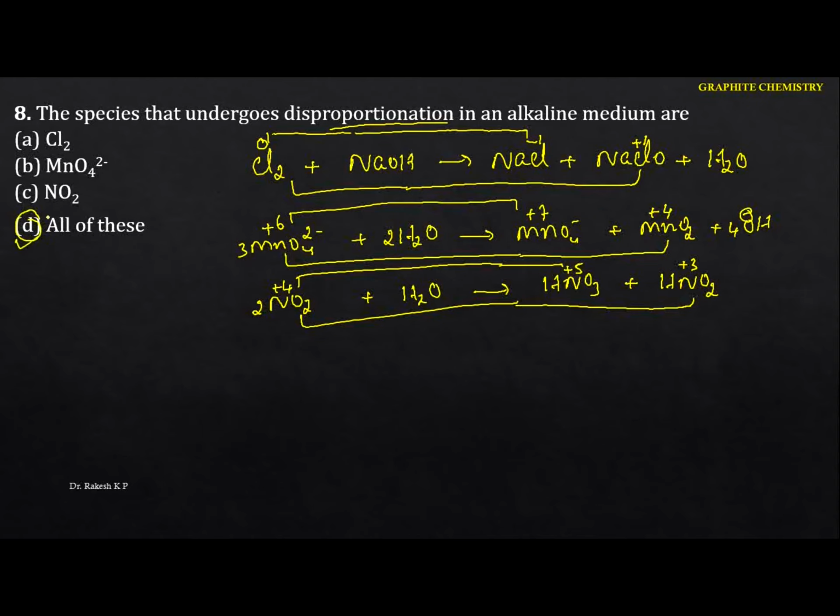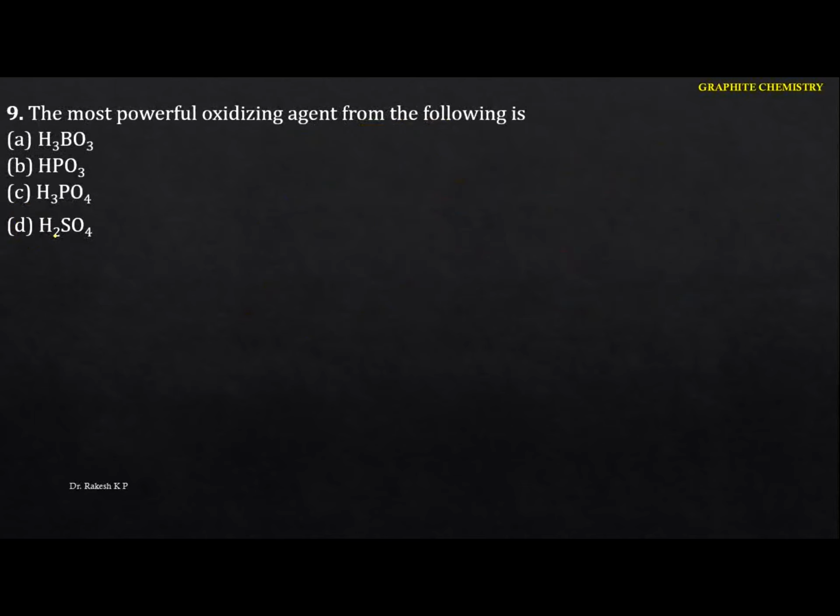Okay, so next one: the most powerful oxidizing agent from the following is. The oxidizing agent means the agent which decreases its oxidation number. Okay, so let me do the calculations here. I am going to calculate the oxidation state of the boron here. So now see this one here, that is H3BO3. Let me write: plus 1 into 3 plus X minus 2 into 3, which is equal to 0. If we calculate here we are going to get plus 3. Let me write, this is the oxidation state of the boron in boric acid here.